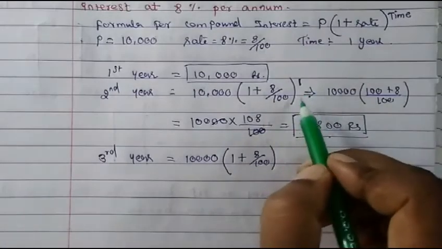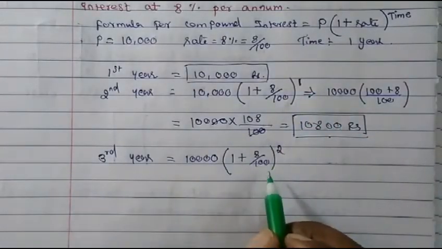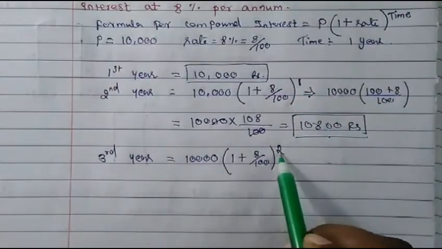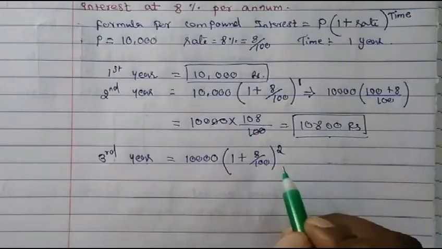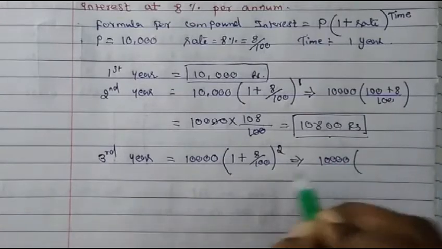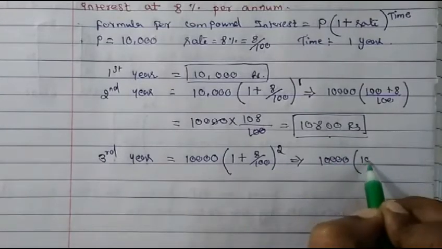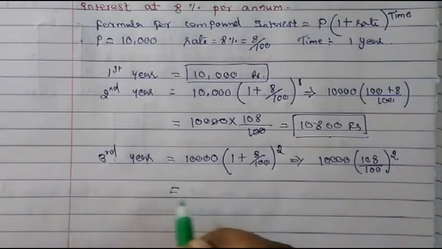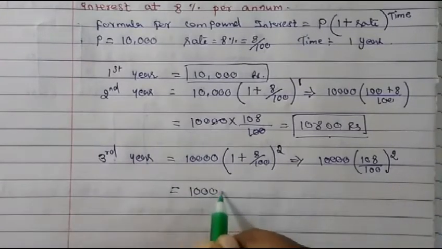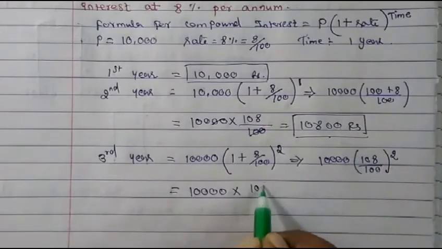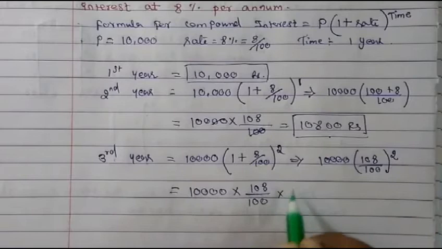Now this is the following. The first year was the interest, now the second year of the interest. The time is every year, right? So this was the first year of the interest, and this is the second year of the interest. So then what we will get is 10,000, then 108 upon 100, 2 times. So if you calculate, this will be 10,000 times, this is a square, so it will be 108 upon 100 to the power 2.